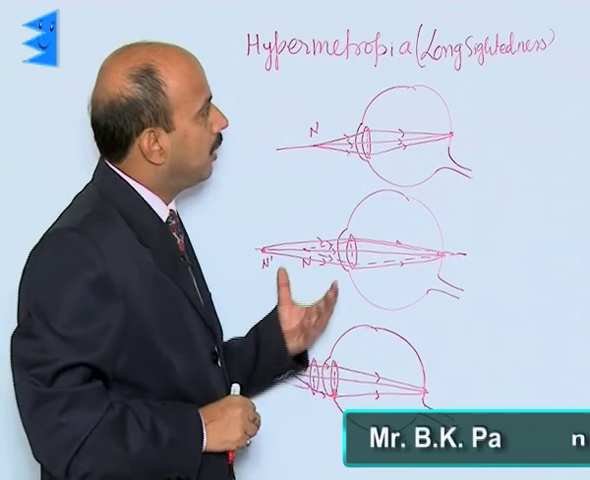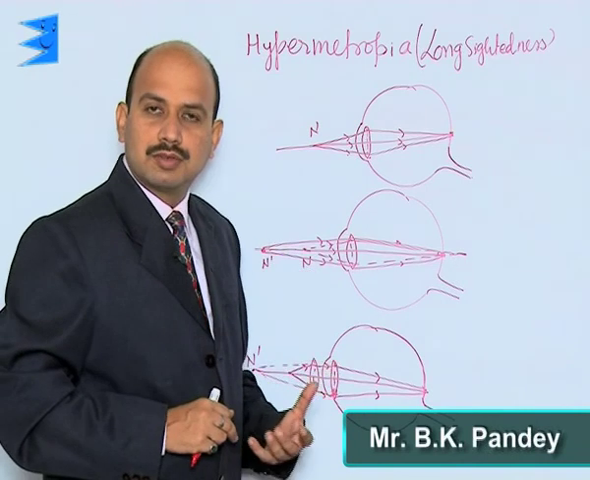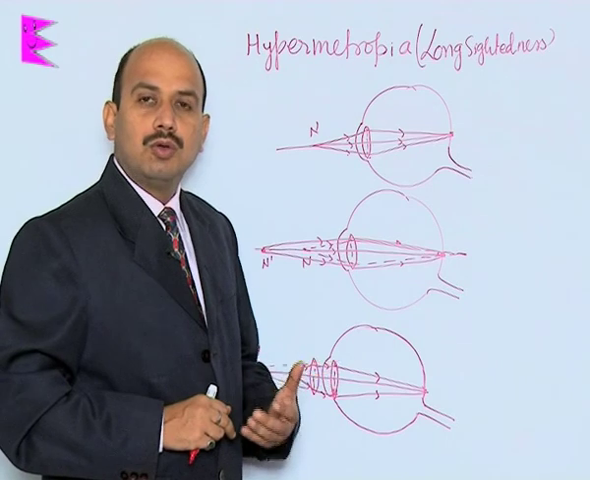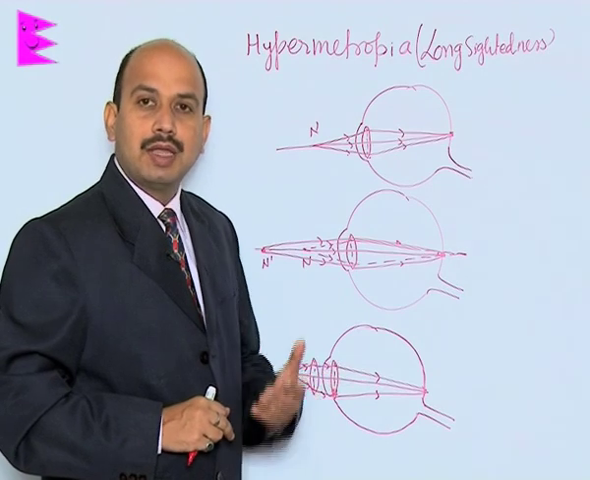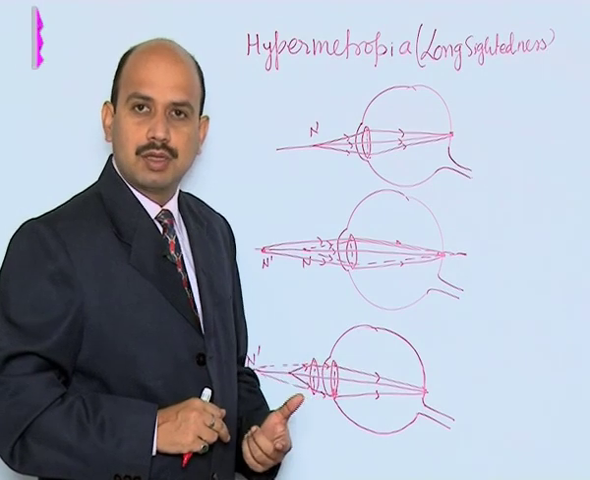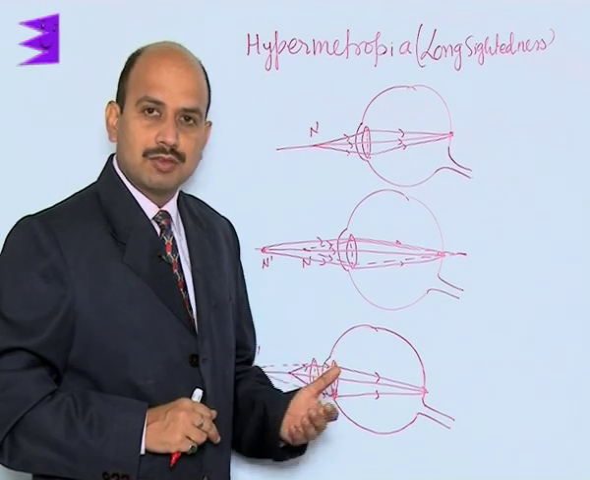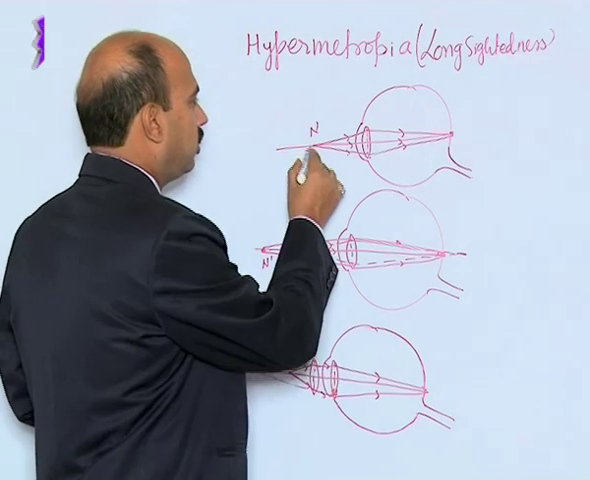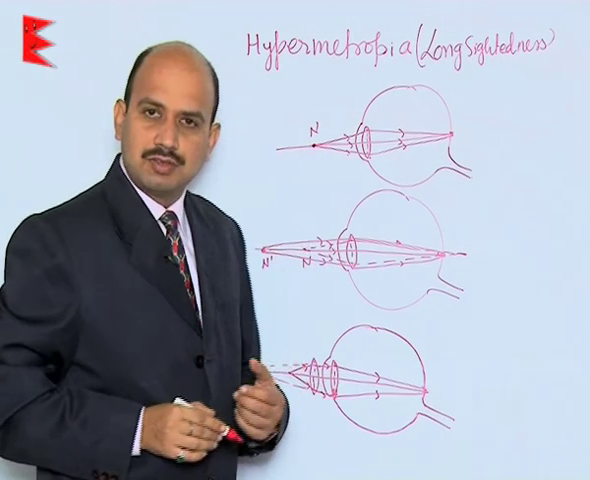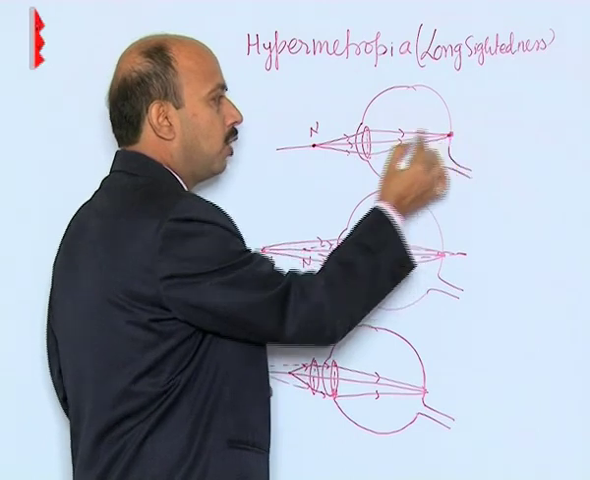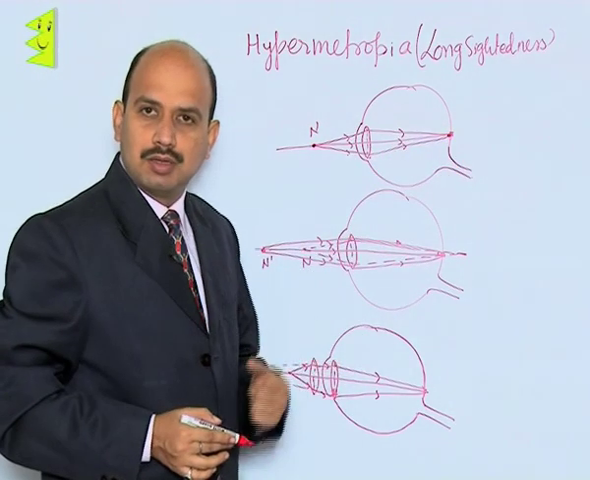Now see here, hypermetropia, that is long-sightedness. Actually, in this defect a person can see far-off objects clearly but cannot see nearby objects clearly. As we know, the least distance of distinct vision for a normal eye is 25 centimeter. Suppose this is the object at the least distance of distinct vision, and the image of the object is formed on the retina and we can see clearly.